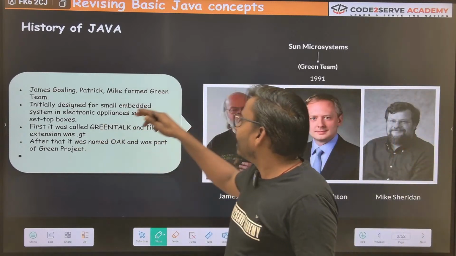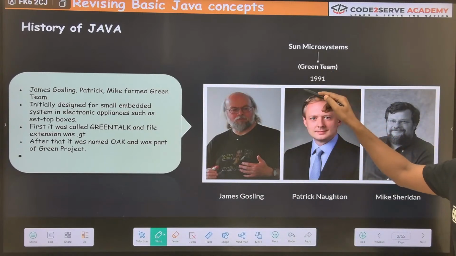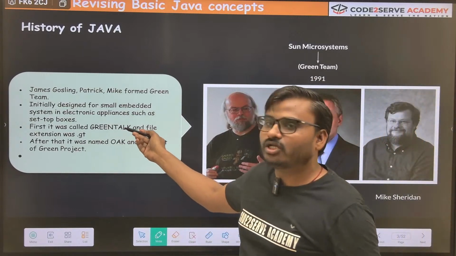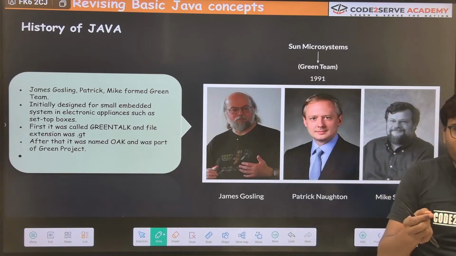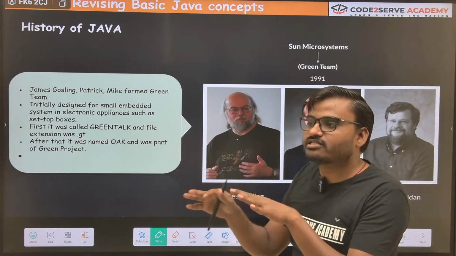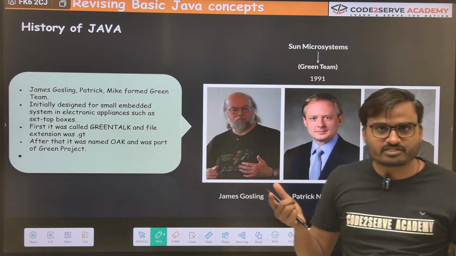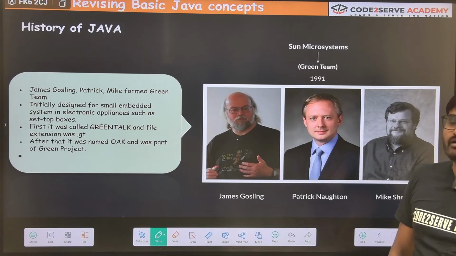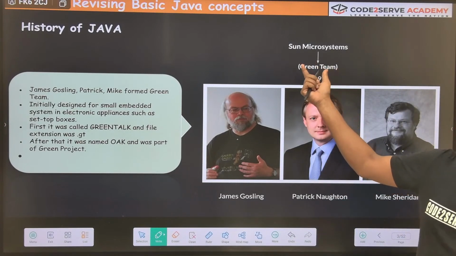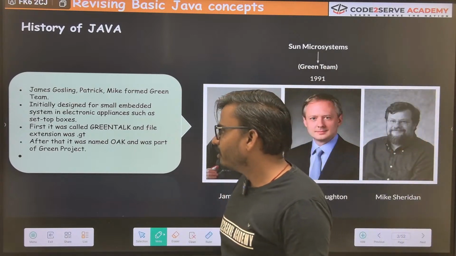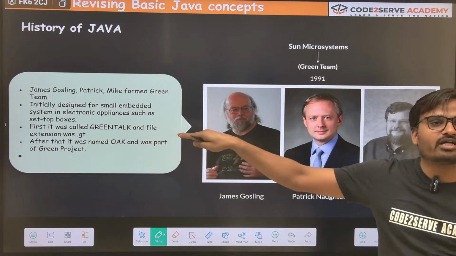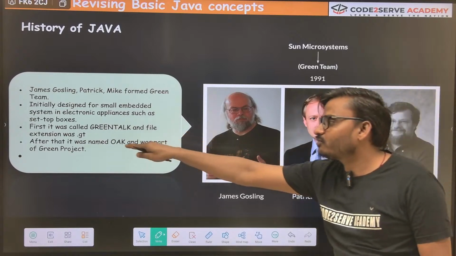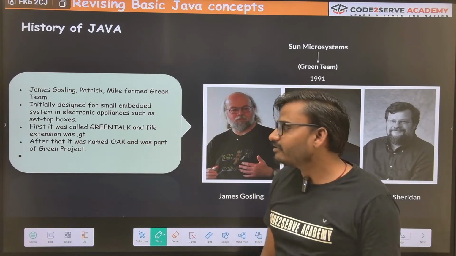Initially the name was not Java. The team handling it was called the Green Team, so initially what they developed, they named Green Talk. In 1991, there was no concept of the word Java itself. It was called Green Talk because they were working as the Green Team, and the extension during that time was .gt. GT represents G of Green and T of Team. That is why the extension was kept as gt.